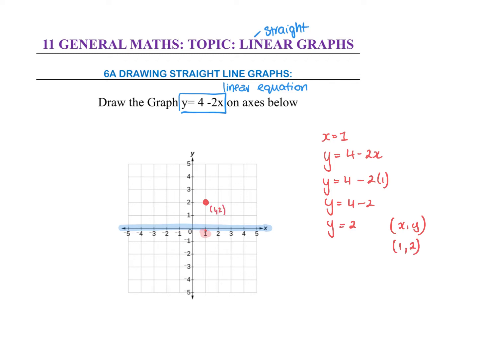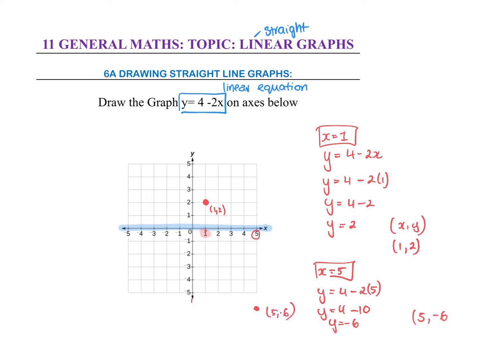So if I'm going to sub in another point, I'm going to try when x equals 5. I'm going to sub that into the formula, so it'll be y equals 4 minus 2 times 5. So y would equal 4 minus 10. Yeah? So y will equal negative 6. So another point I could have is 5, negative 6. Sorry, I'm a little bit off. I'm going to say down here, we've got negative 6. Okay, so we've got 5, negative 6.